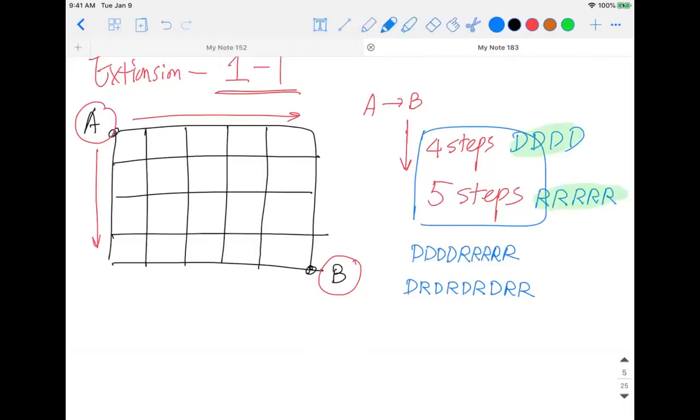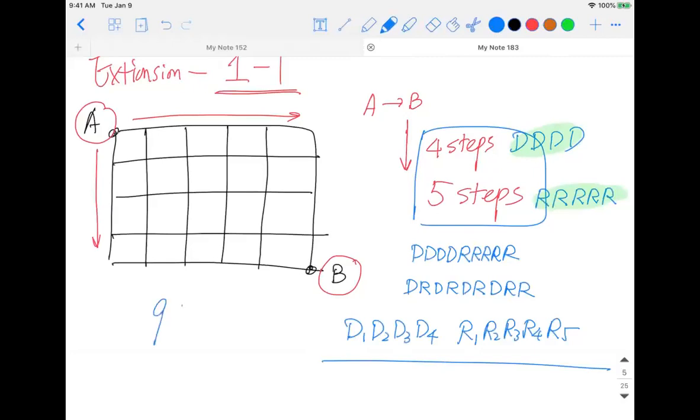Let's say I have D1, D2, D3, D4, 4 different Ds, and R1, R2, R3, R4, R5, 5 different Rs. Okay, there are 9 elements. I want you guys to do a full permutation. I think everyone knows that. That's going to be 9 factorial. Is that right? 9 factorial. Different Ds, different Rs. Put them together, full permutation, 9 factorial.